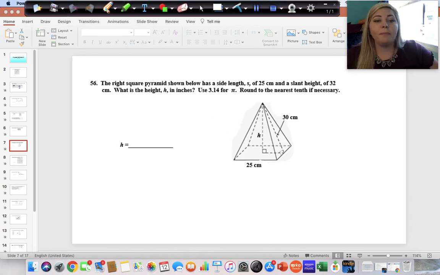The right square pyramid shown below has a side length S of 25 centimeters and a slant height of 32 centimeters. What is the height, h, in inches? Use 3.14 for pi.